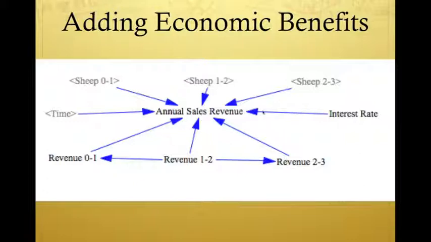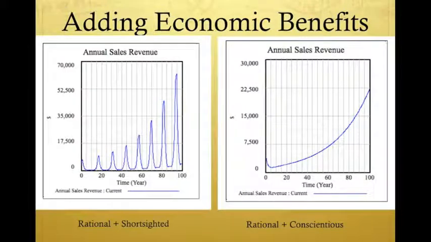And then you can bring those sales into present value over time, with a given interest rate, or a given discount rate, or rate of return. In the model, I specify how these calculations are done. But if you look at the rational and short-sighted approach versus the rational and conscientious approach, it's fairly predictable that in the short-sighted approach you would get the oscillations, because this is driven by availability of sheep and availability of grass.